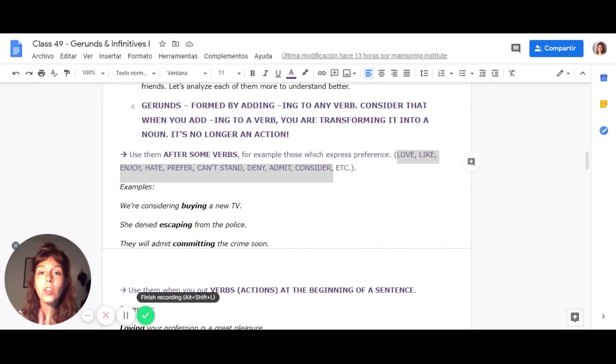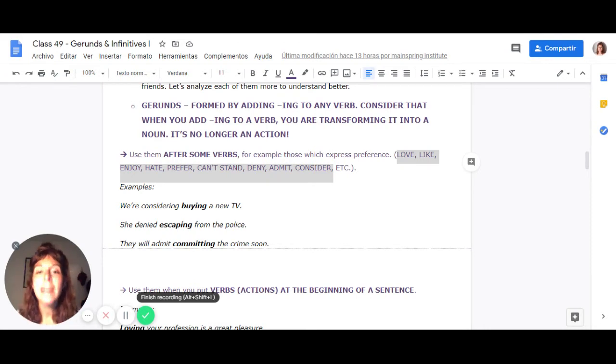Gerunds are those actions that appear after another verb with ing. Repito, los gerundios son simplemente acciones que tienen ing, pero que aparecen después de otro verbo, no de un auxiliar como el verb to be in the present continuous, past continuous, etc.